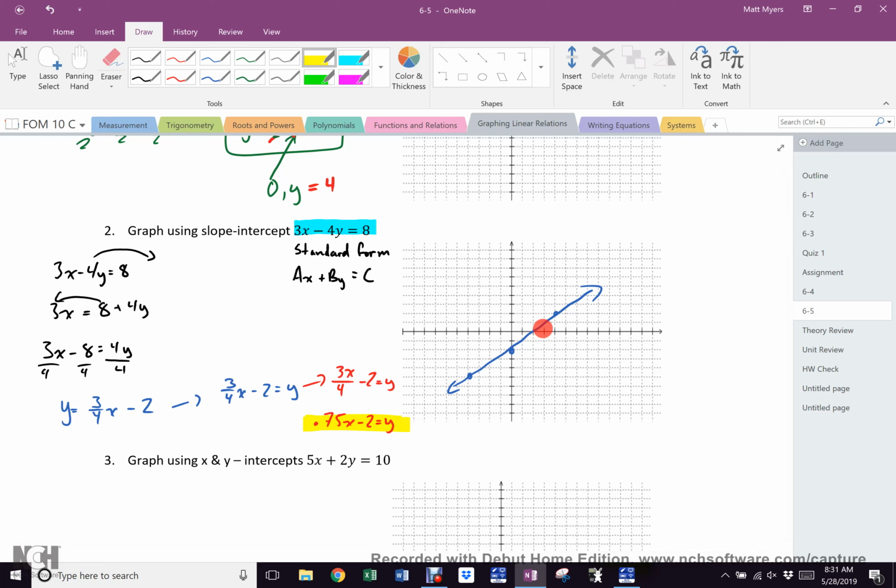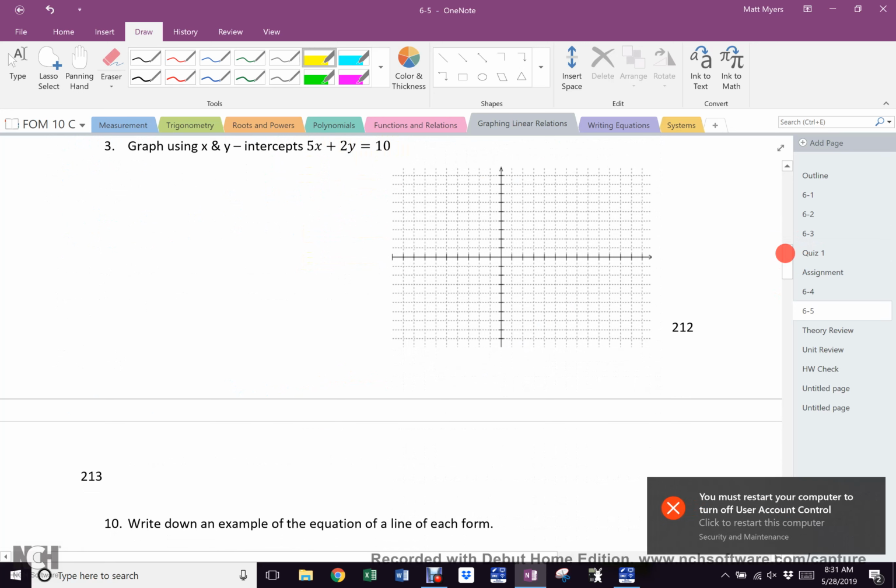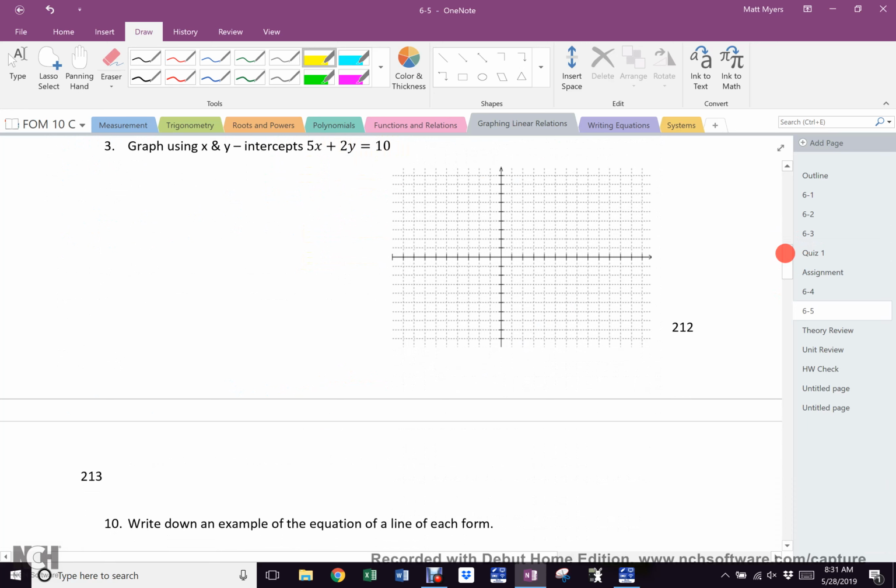Everybody cool? All right. What's different about number three? Why is it positive? Why is it already positive? What's different about what I'm asking you to do? I asked you to use the x and the y intercepts. If we move around y, will we automatically get the y intercept? If we isolate y? Yeah. And then if we isolate y, it's pretty easy to get the x intercept, isn't it? Or am I allowed to do this?